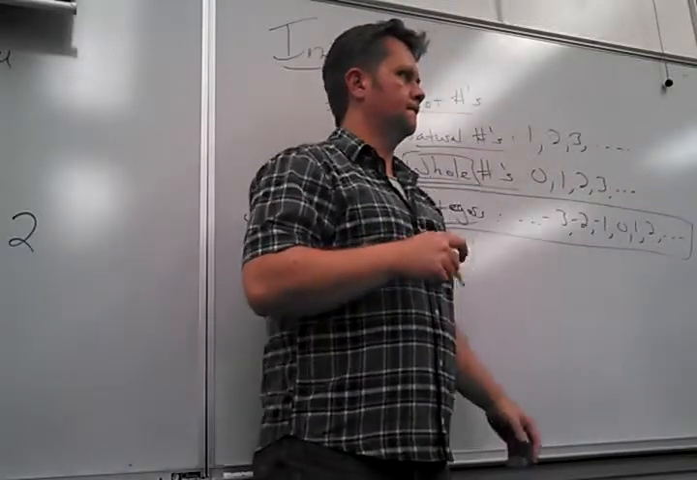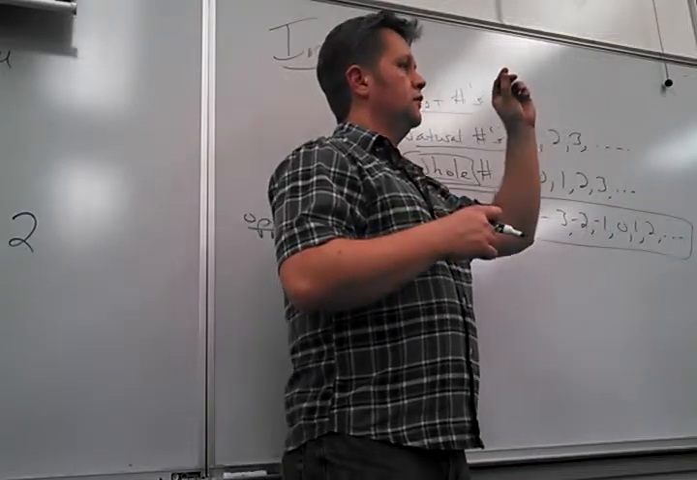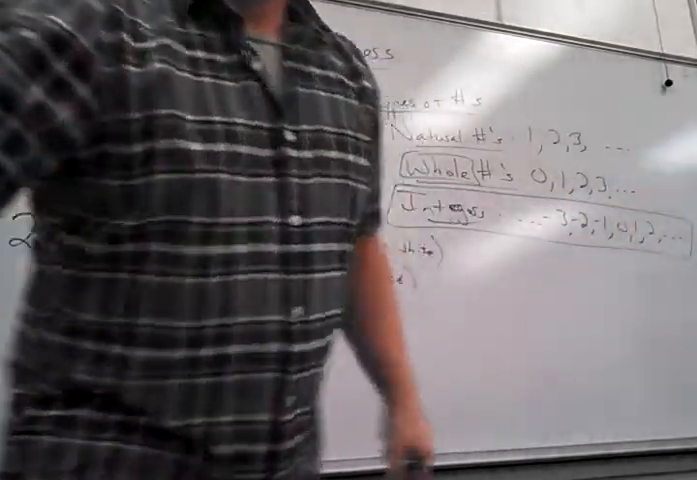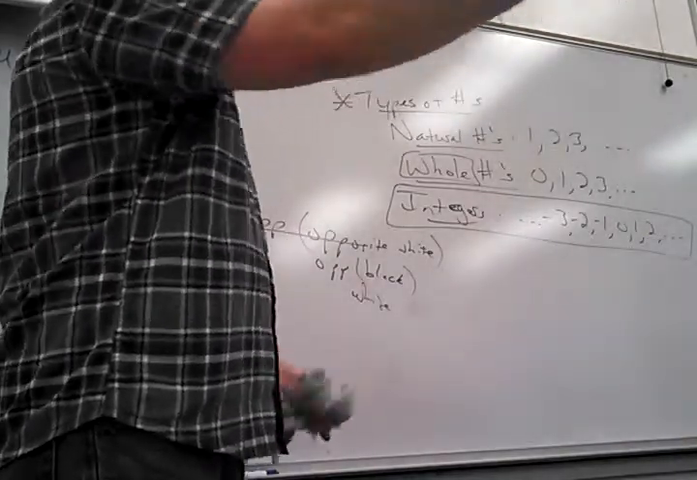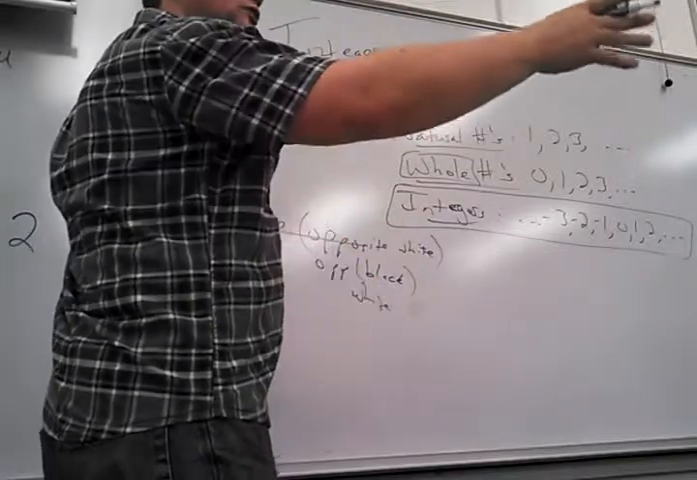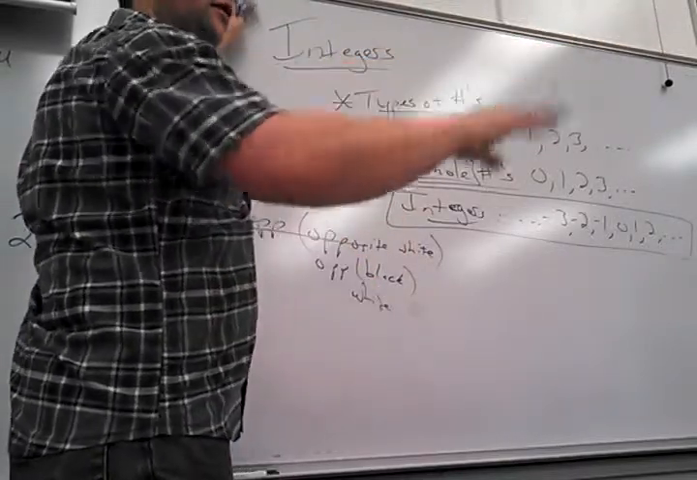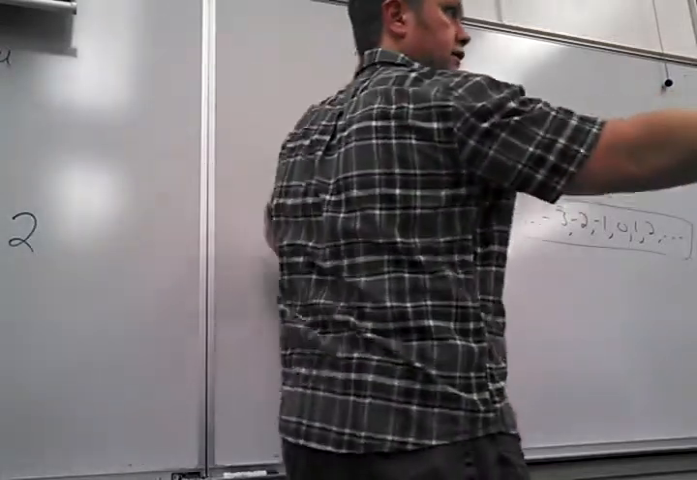Or 15 minus 0 equals 0. No, 15 minus 0 is 15. Good. So 0 is the only number that won't affect another number if I add or subtract it. That's an interesting property. So if I add or subtract 0, it won't affect the other number. 7 minus 0 is 7.